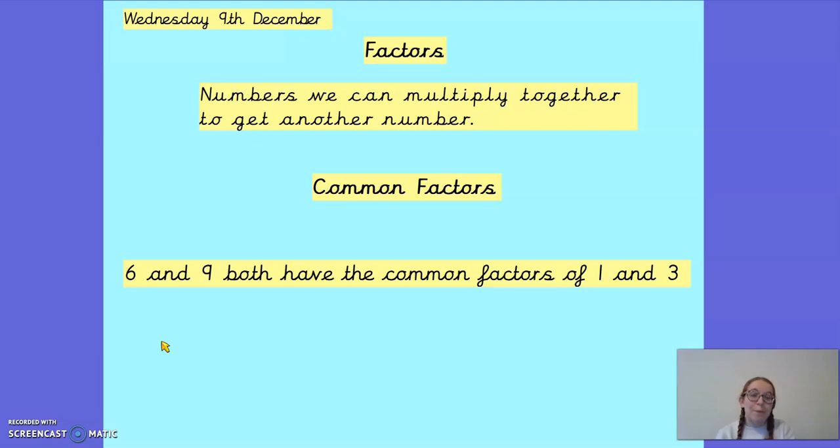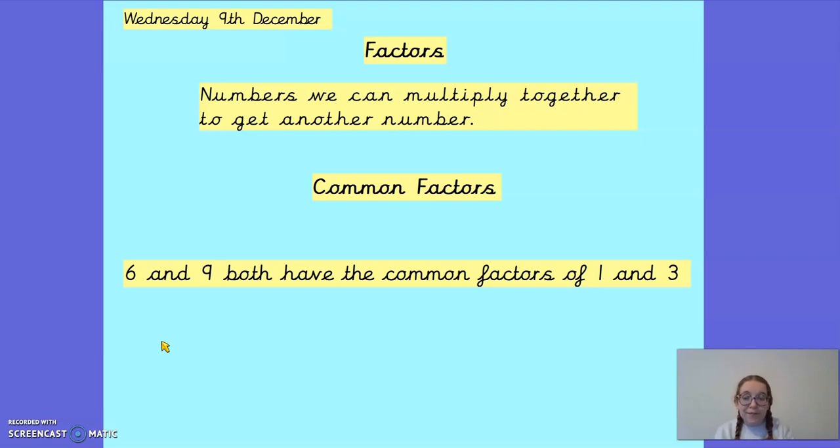Now today I thought we might cast our minds back to the start of this term when we were looking at factors and common factors. Factors we all know, numbers we can multiply together to get to another number. For example, a factor of 10 is 2 and 5 because when we do 5 times 2 it makes 10.